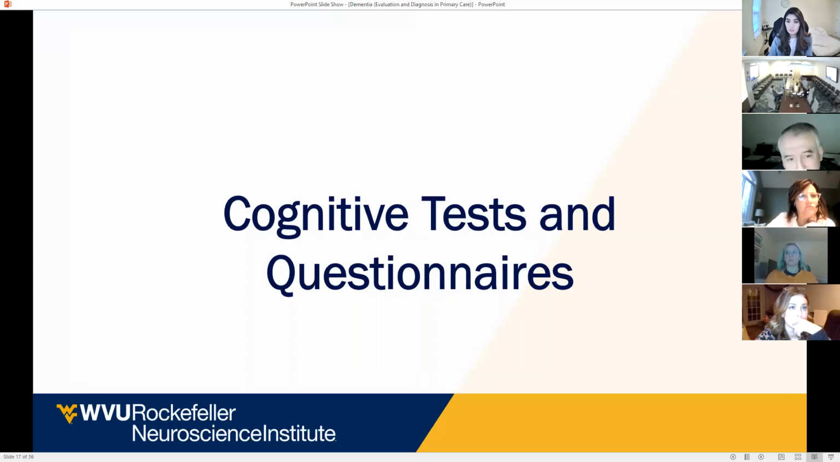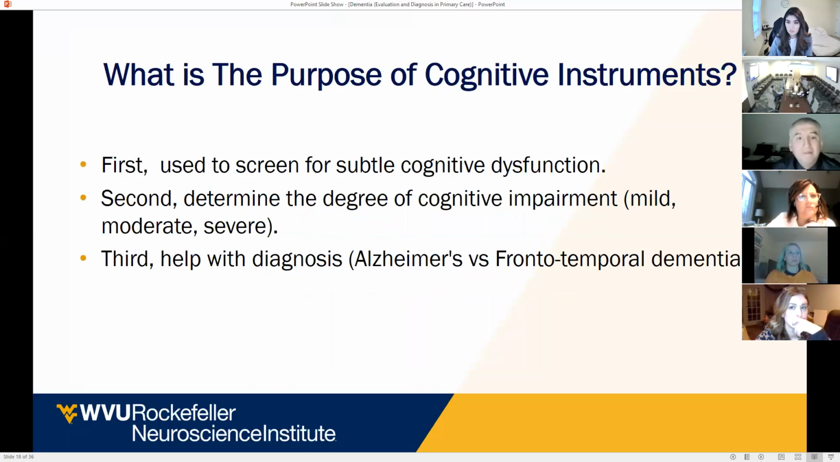Cognitive tests and questionnaires. Next slide. What's the purpose of these cognitive instruments? And we're going to review each one.